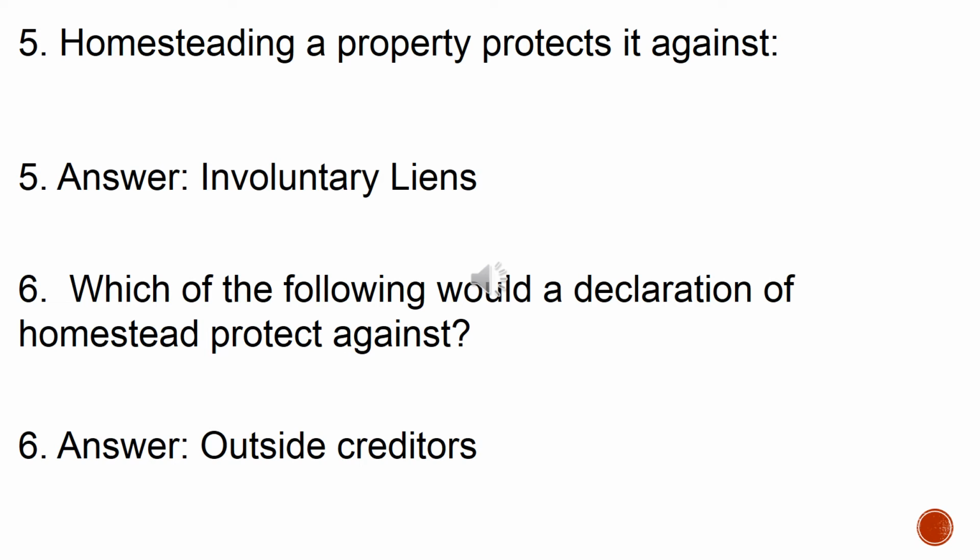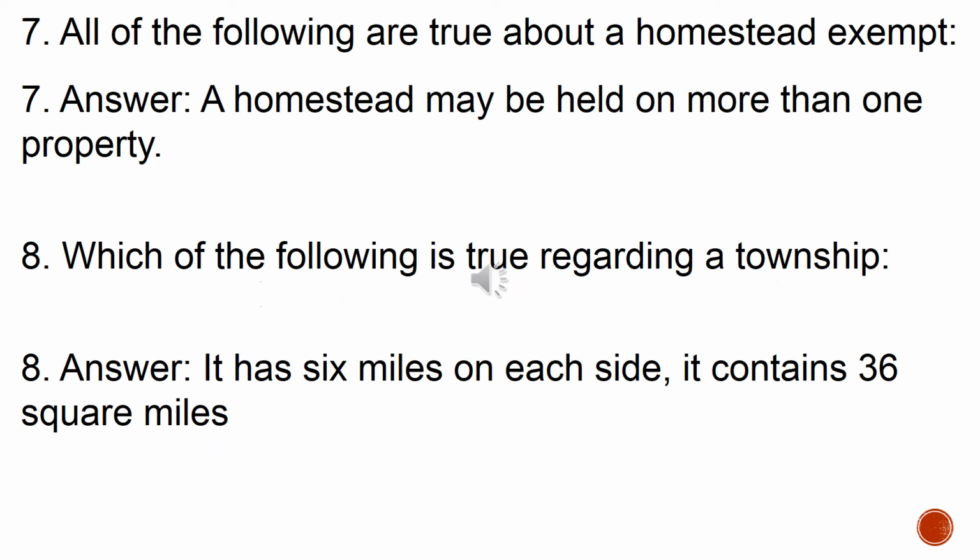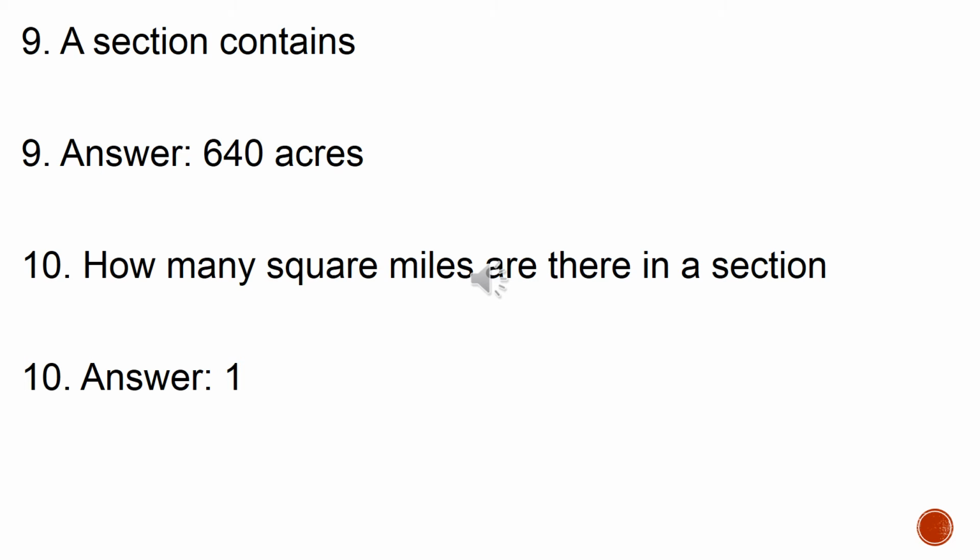Question number 6. Which of the following would a declaration of homestead protect against? Answer, outside creditors. All of the following are true about a homestead except, answer, a homestead may be held on more than one property. Question number 8. Which of the following is true regarding a township? Answer, it has 6 miles on each side and it contains 36 square miles. Question number 9. A section contains, answer, 640 acres. Question number 10. How many square miles are there in a section? Answer, 1.